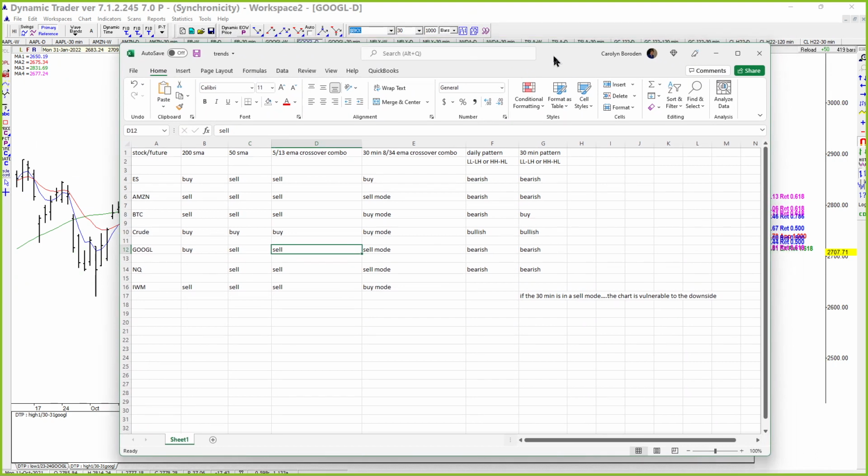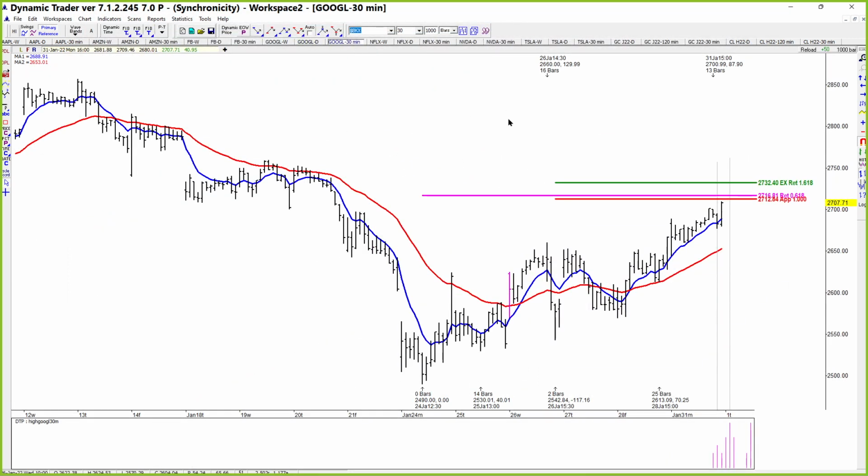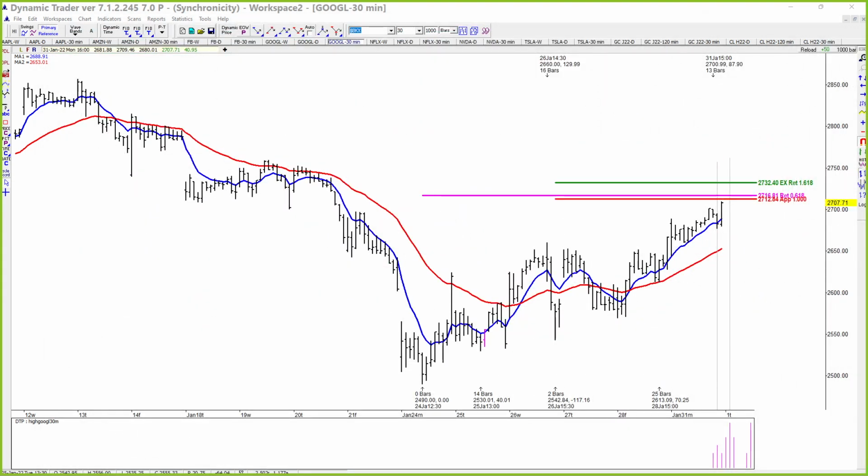Now, as far as the 30-minute chart, let's take a quick look at that one. Okay, so the 30-minute chart is actually in a buy mode, so you have no reason to be short this one yet. But it is definitely one that I would want you to look at. Since these two are in a sell mode, and this one's in a buy mode, we'd have to wait for the 834 to cross to the downside before having all of this line up for a high probability setup.